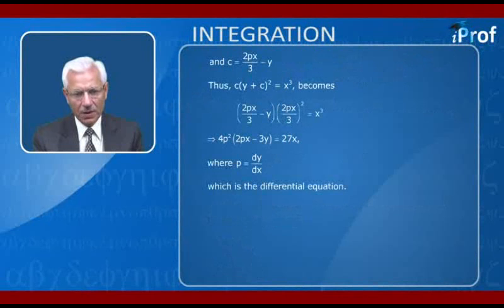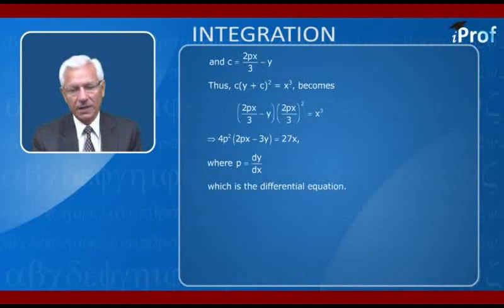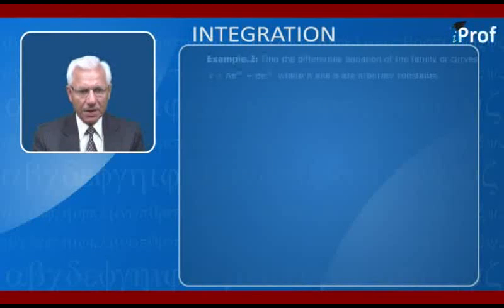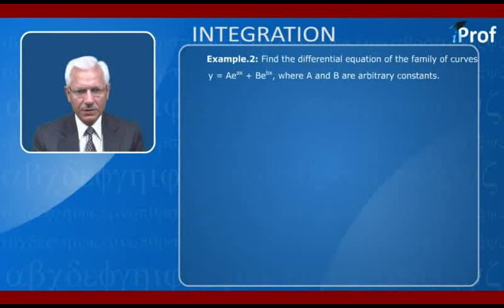Thus c(y + c)^2 = x^3 becomes, in place of c we write 2px/3 - y, and in place of y + c we write 2px/3. Therefore we get (2px/3 - y)(2px/3)^2 = x^3, which simplifies to 4p^2(2px - 3y) = 27x, where p = dy/dx, and hence represents the differential equation.